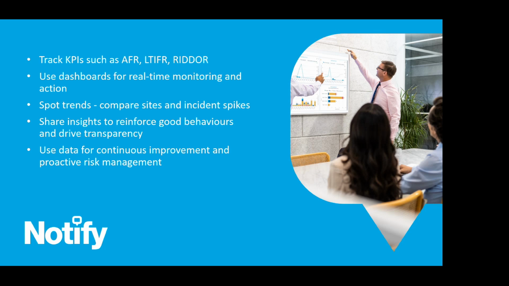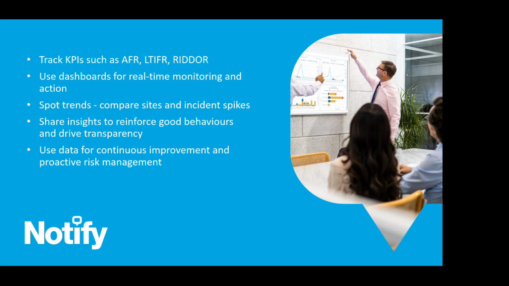The number of high-impact incidents such as RIDDOR reportable cases or lost time injuries. The less of these you see, the better. The number of leading indicators such as safety observations and near misses. The more of these you see, the better. Industry-recognized KPIs such as accident frequency rates and lost time incident frequency rate, action closeout rates and times, audit completion and failure rates. Look for trends.